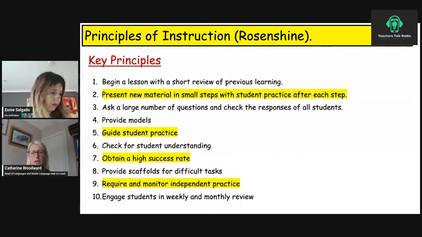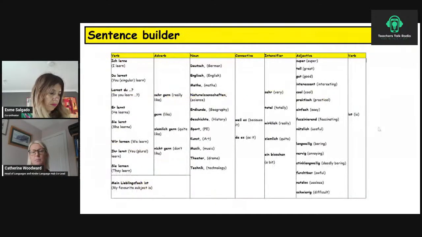So what does this look like in a classroom? This is just an example of a year 8 sentence builder that we would have, right at the beginning of year 8. We would start by introducing our vocab in the following way. We would not do the whole sentence builder in one lesson. We'd start with the vocabulary.